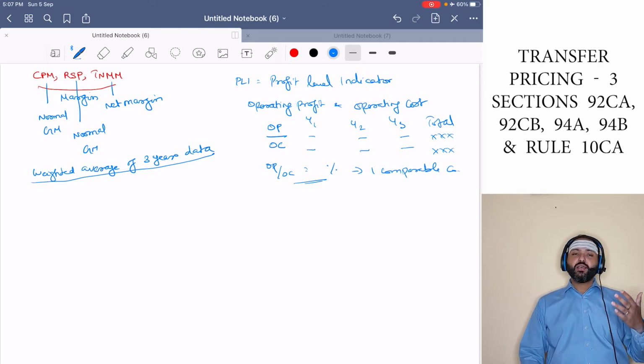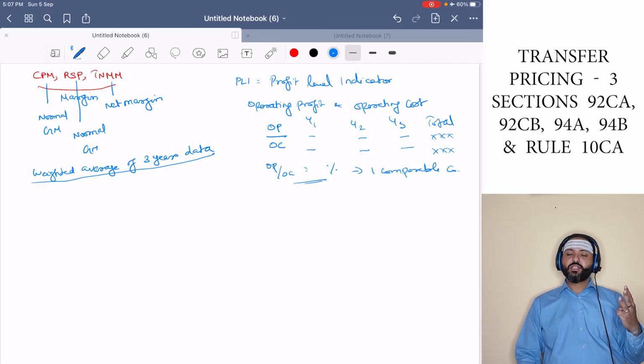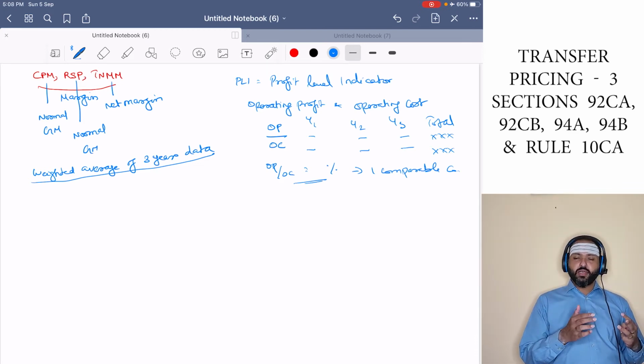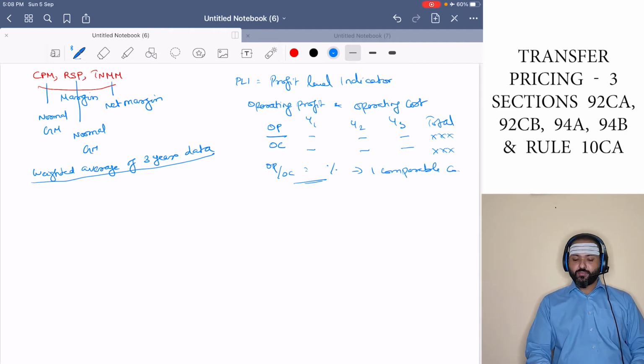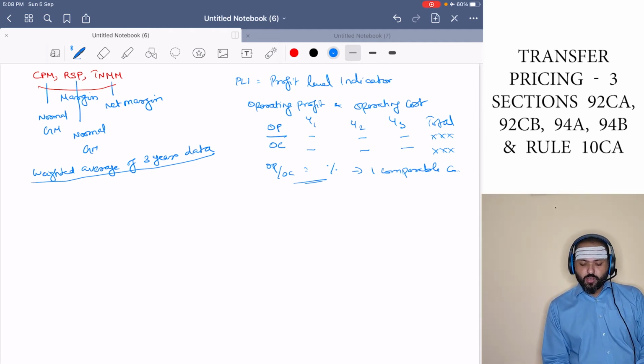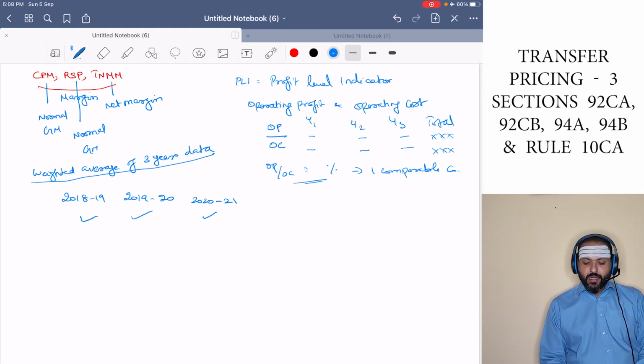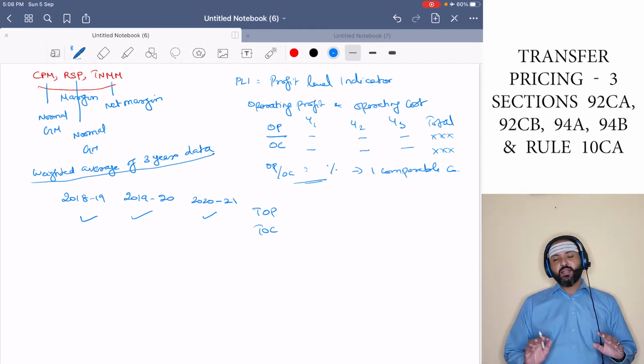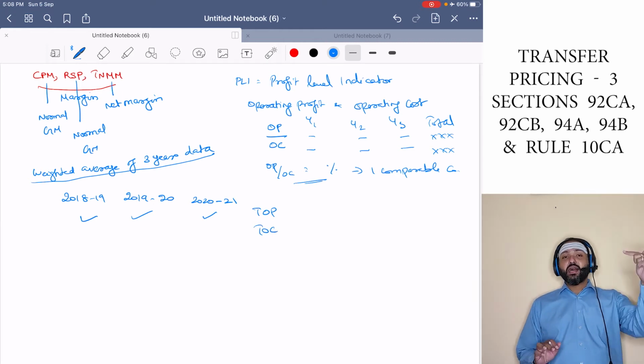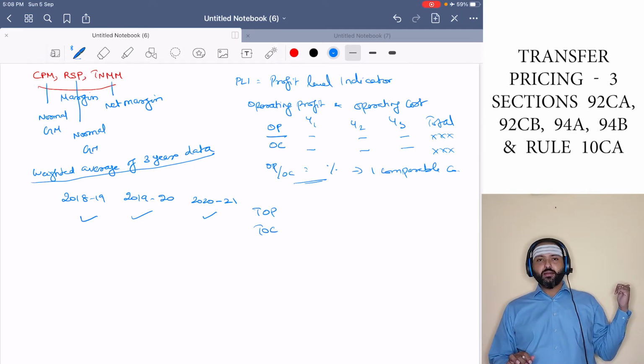So what will we do in India? We will take the 3 years data. So 3 years data means the current year, the year before the current year and the year before that. For example, I am doing the TP study for 2020-21. I will take data for this year, then 2019-20 and then 2018-19. I will take the data for these 3 years, add up the total operating profit, total operating cost, and then arrive at the profit percentage. Like this I will repeat for all the comparable companies.